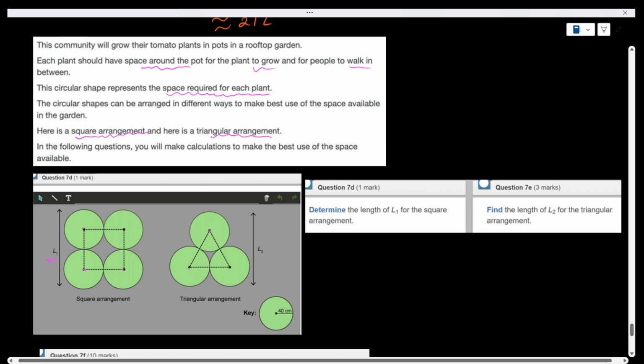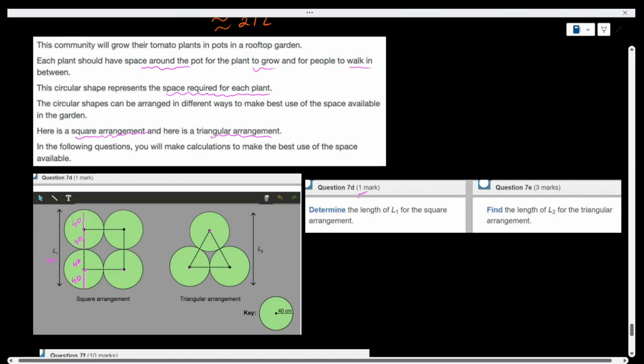In the following question, you will make calculation to make the best use of the space available. So for first, L1 is square arrangement and L2 is triangular arrangement, where you will see the radius as 40 centimeter. What do I need to find out here? Determine the length of square arrangement. Now here total length, it is going to be this because it is always perpendicular here. So this is the vertical length. How much will be there? You can see that this is nothing but the diameter of the circle. So 40, 40, here also 40, here also 40.